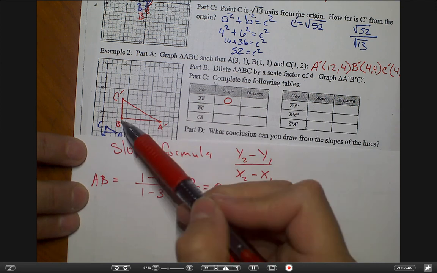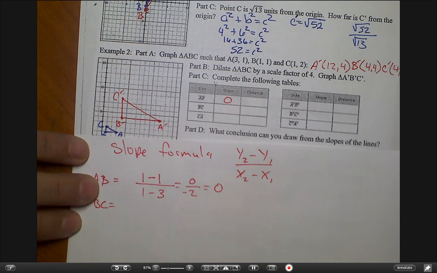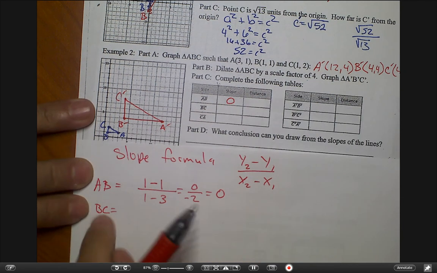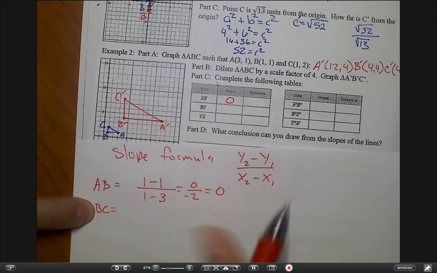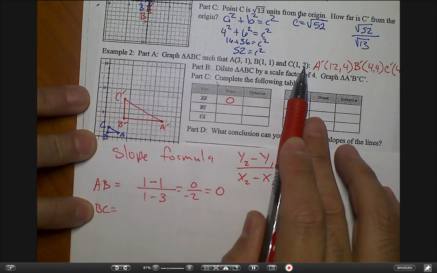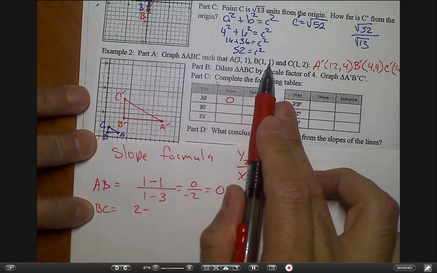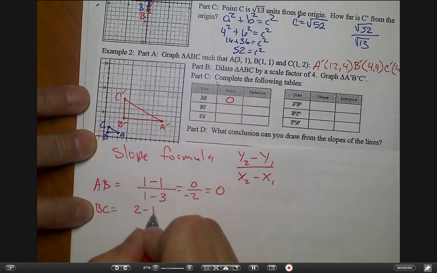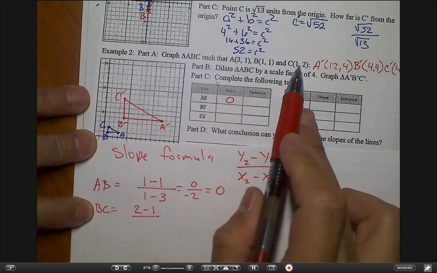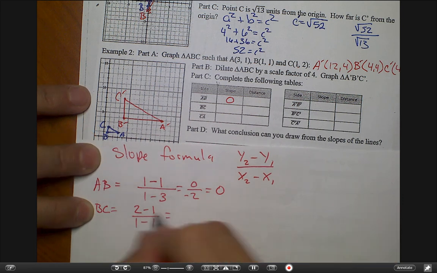Let's do BC. So, BC, so that means y from the second point. So if it's doing BC, C is going to be the second point. So that's going to be 2 minus 1 over 1 minus 1. And that gives me 1 over 0.